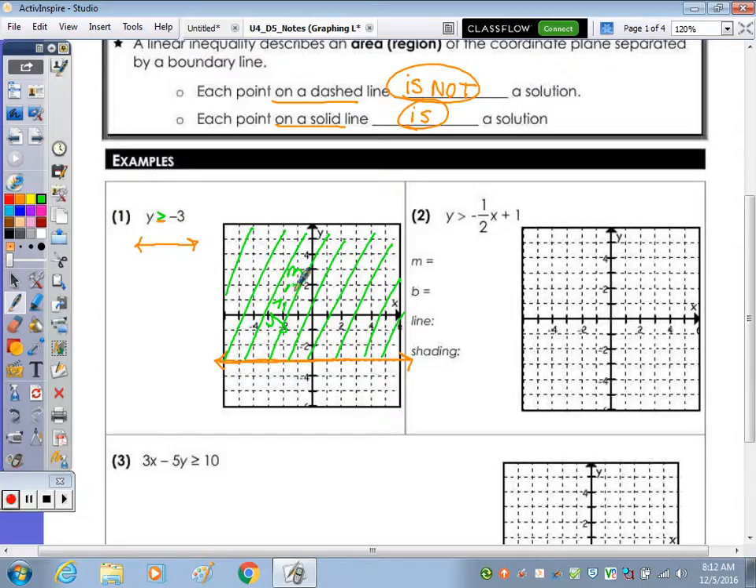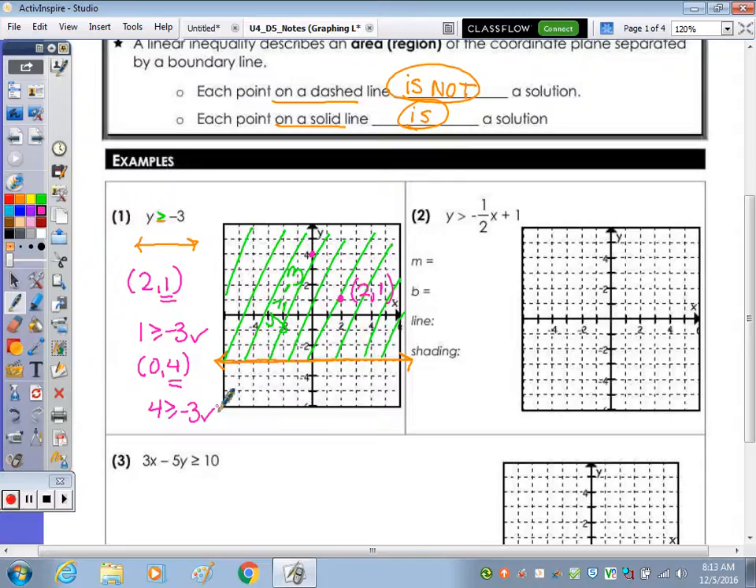So if we wanted to test those values, let's take a point here. That's the point 2, 1. Is 1 greater than or equal to negative 3? Yes. You can try another one, 0, 4. Is that y value greater than or equal to negative 3? Yes. So there's the solution set to that inequality, graphed in the coordinate plane.